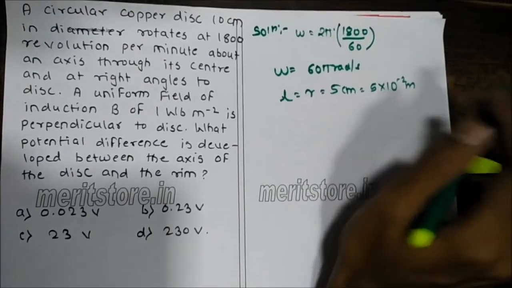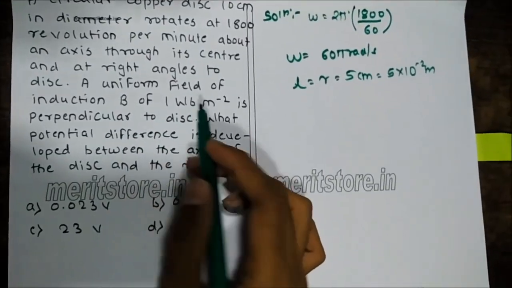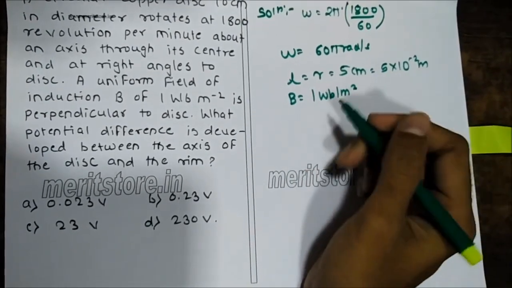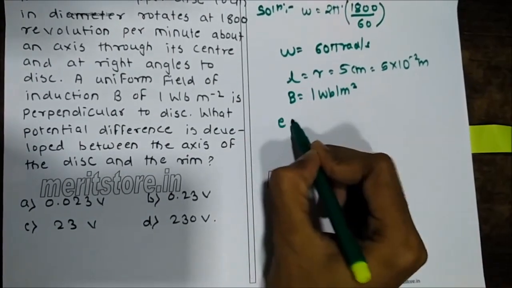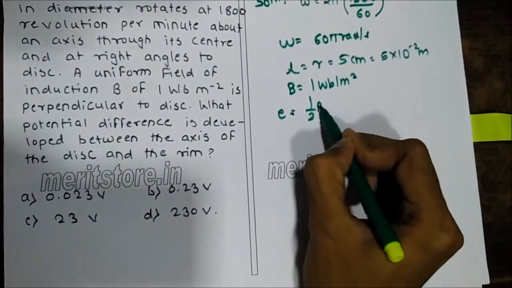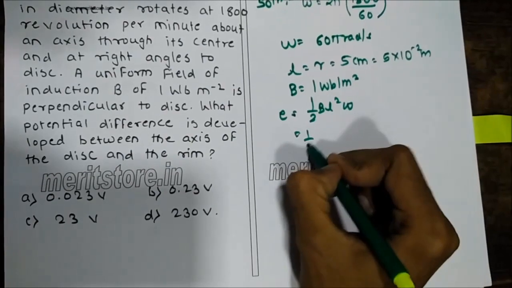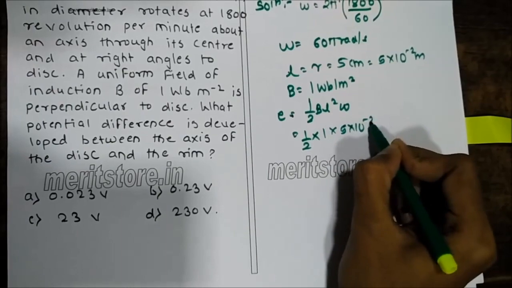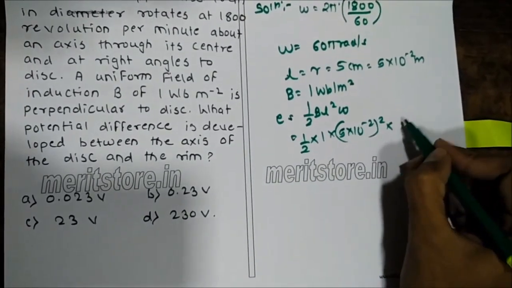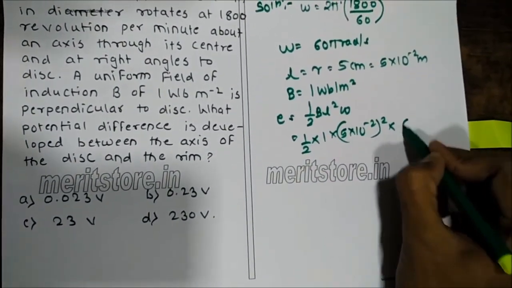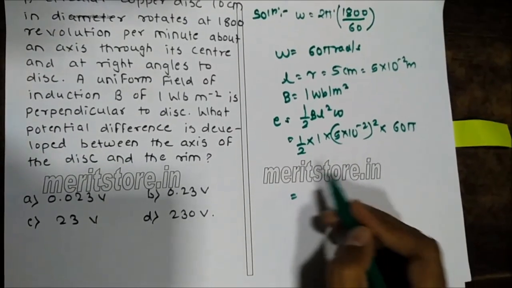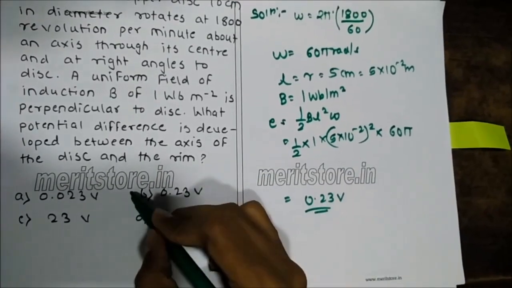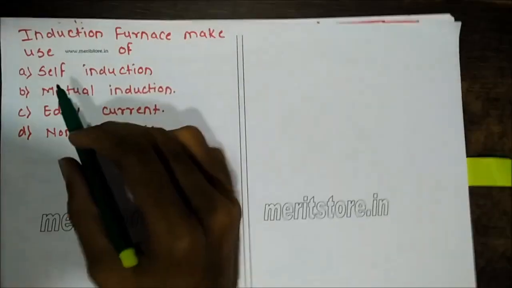Next, we have the uniform magnetic field B of about 1 Weber per meter square. Next we need to find the E, for which we again have the formula half B L square omega. So half multiplied by B which was 1, L is 5 into 10 raised to minus 2 squared, multiplied by the omega, that is 60 pi. The overall answer comes out to be 0.23 volt. So the correct option is B, 0.23 volt.